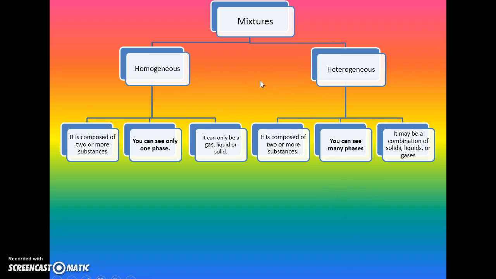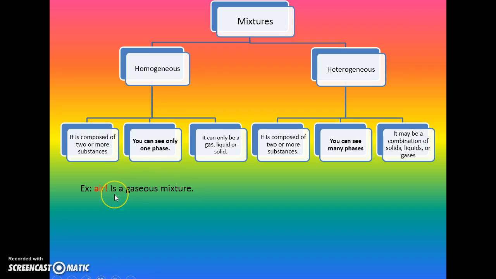Take the time to fill out the information on your paper. Mixtures can be separated into two categories, as we said previously: homogeneous and heterogeneous. Homogeneous, you can only see one phase. Heterogeneous, you can see many phases. If we go back to homogeneous, it is composed of two or more substances. It can only be a gas, liquid, or a solid.